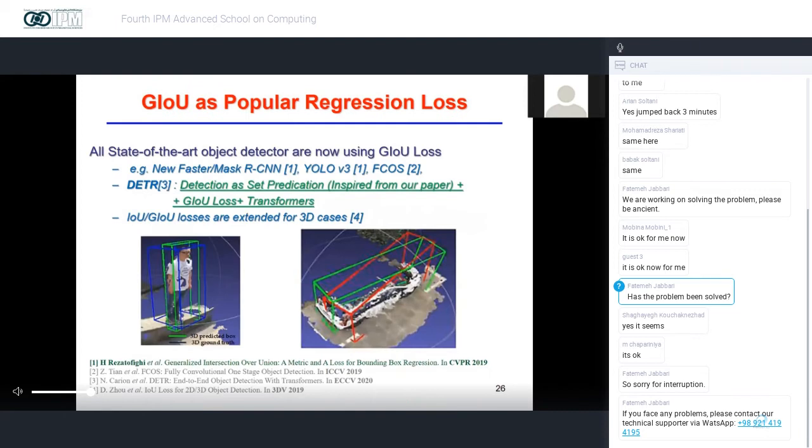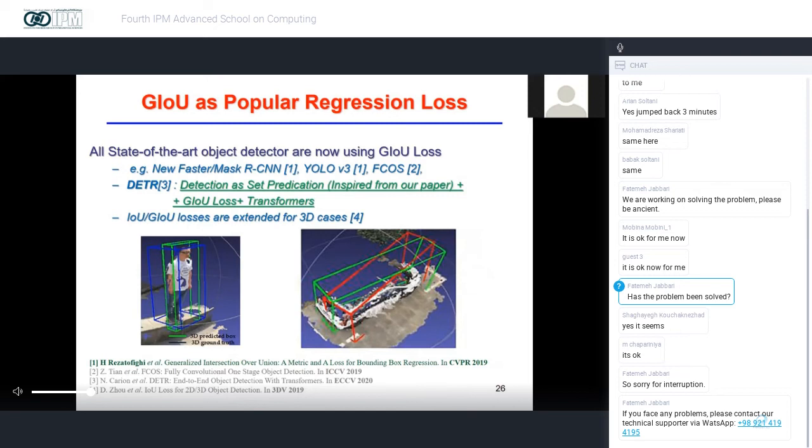To this end, most of the state-of-the-art object detectors are now using the IoU and GIoU losses, and they get a performance boost with just changing the regression losses, including the new Faster R-CNN, Mask R-CNN and YOLO v3, for which we already provide the code. There is another very popular detector called fully convolutional one-stage object detection, FCOS, published at ICCV last year. Someone later incorporated the GIoU loss, and the performance improved significantly.